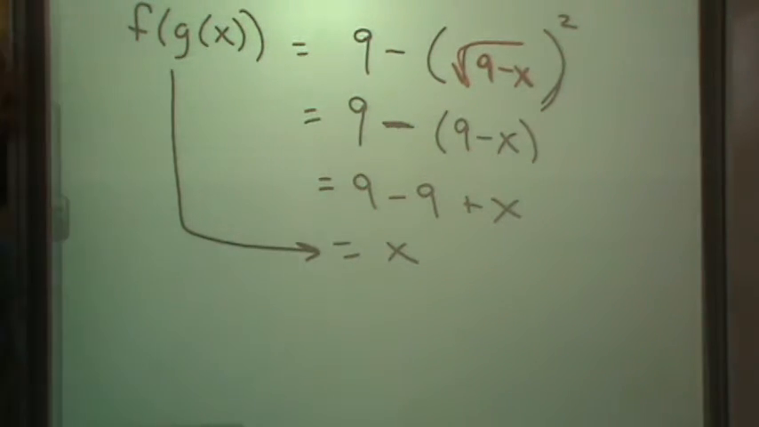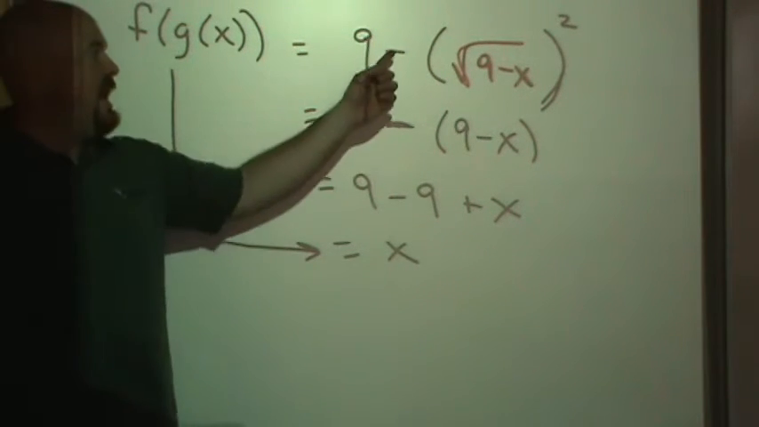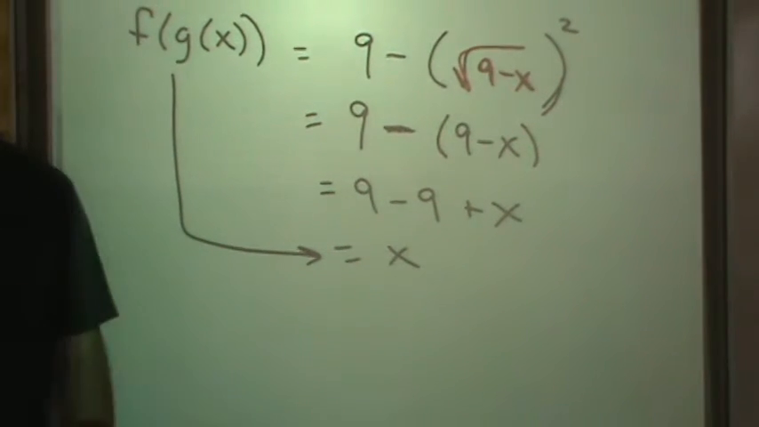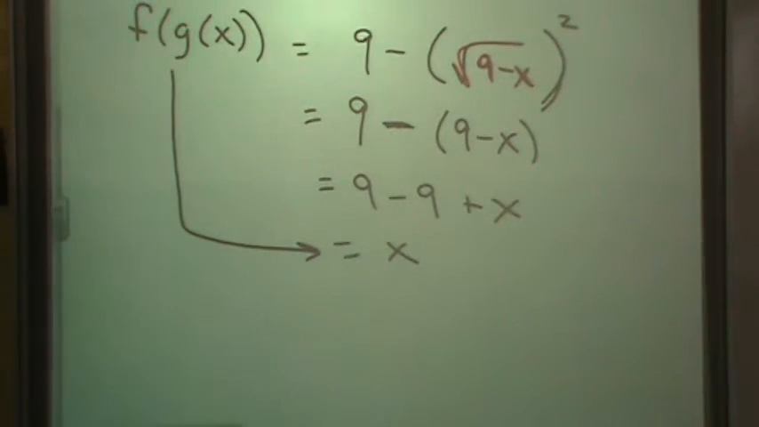So the composition of those two functions is x. The square root undid the squaring, and the subtraction undid the 9. Right? You see, I don't even think that's proper English. Undid. I don't know if that's a word, but I'm using it. All right? This is an English class, right?